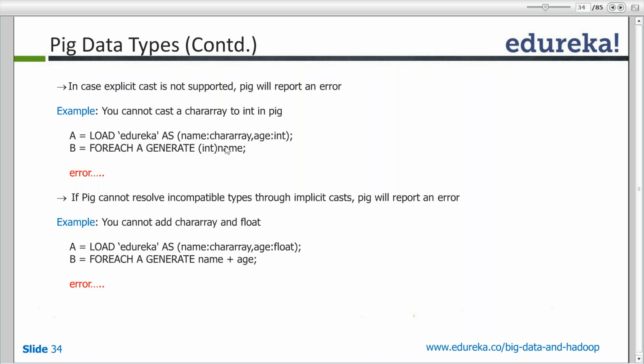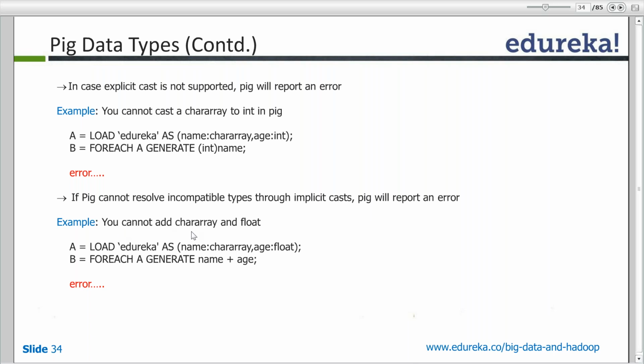Right? I'm trying to convert my character, basically my string, to an integer. The rows where it is able to do it, it will print that. Where it is not able to do it, it will start giving errors. So the same thing when you're reading a file, that's a schema on read approach. Okay, does not conform to the schema, null. No error, but it will put null. But when you're trying to process that particular field, it will start giving errors. Right? So if Pig cannot resolve incompatible types through implicit cast, Pig will report an error.